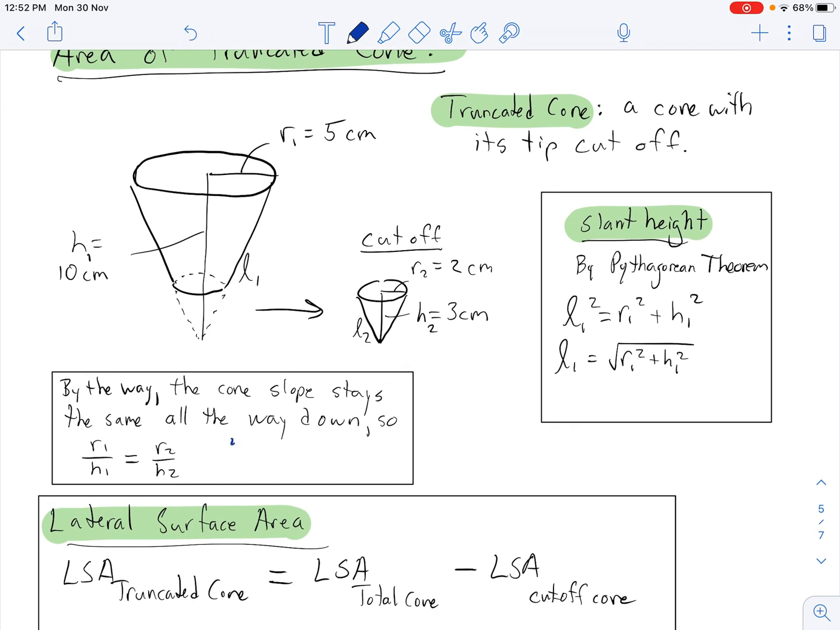For example, our radius and height of our big cone are 5 and 10. So that's a 1-to-2 ratio. We determined we were going to cut the height of 3. So actually our radius of the cutoff piece should be 1.5. So this should be 1.5 centimeters to be realistic.